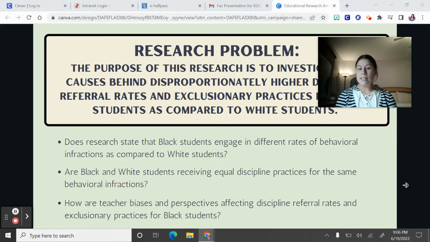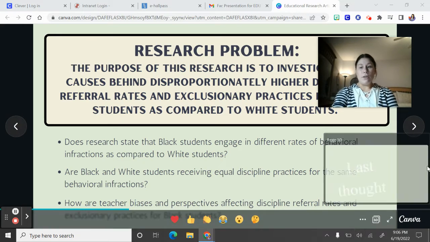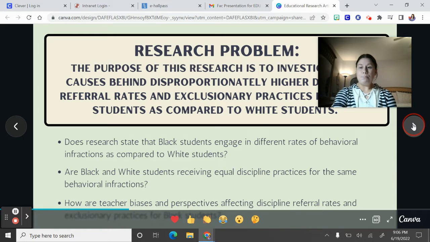Third, how are teacher biases and perspectives affecting discipline referral rates and exclusionary practices for Black students? I think that when we talk about why this is happening, we really need to delve into teacher biases and perspectives, because it's clear that they are the ones who are referring behavior infractions, and they're involved in the use of non-exclusionary and exclusionary practices for Black and white students. So I think you really have to understand why it's occurring.